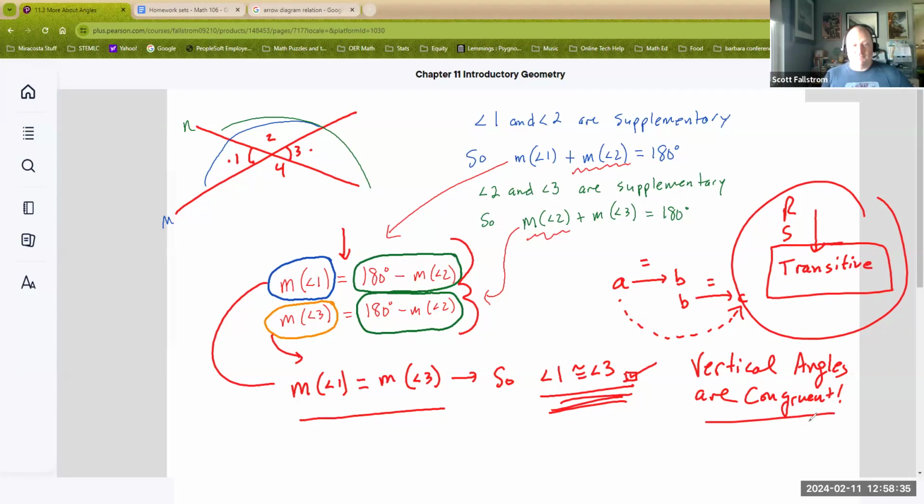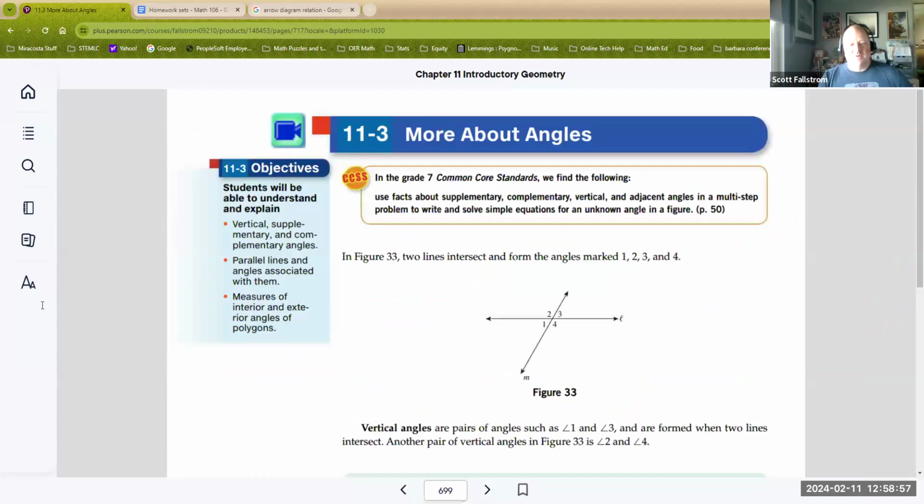Vertical angles are congruent. Notice I didn't put numbers in here. If I put numbers in here, I've just shown an example, but I didn't put any numbers. I called it the measurement of angle 1. Even if it turned out to be 30 degrees, doesn't matter to me. I've now proved it's true for every set of vertical angles, not just right now, but going on into the future.